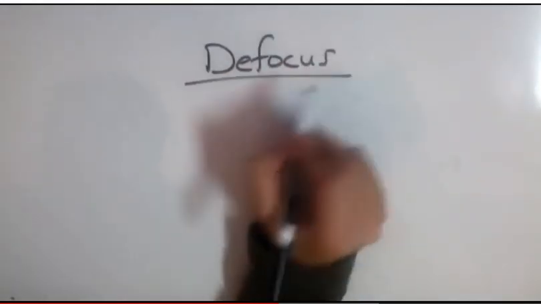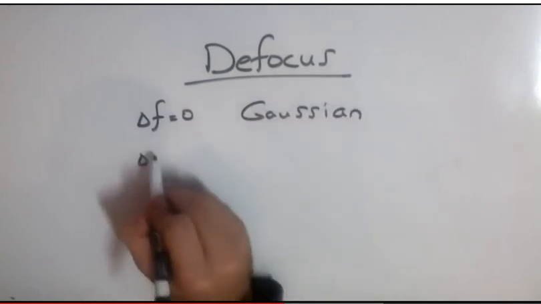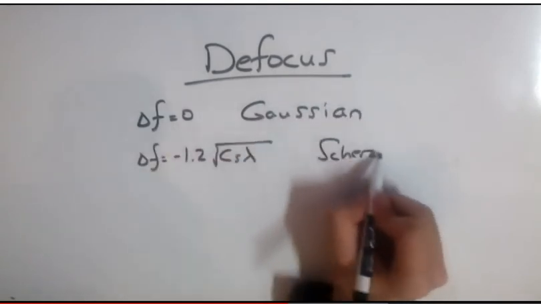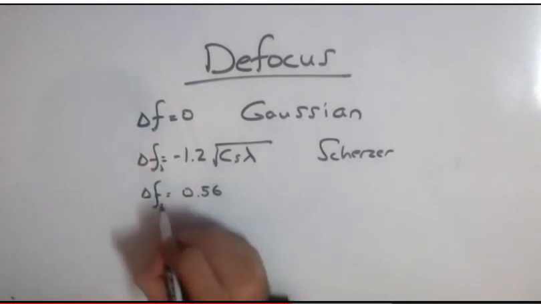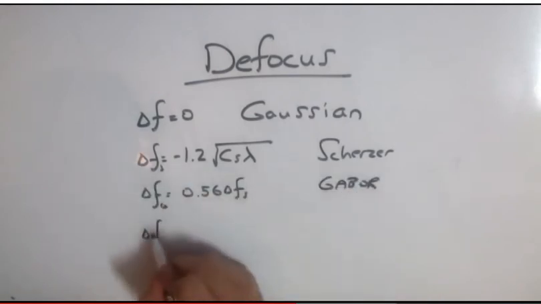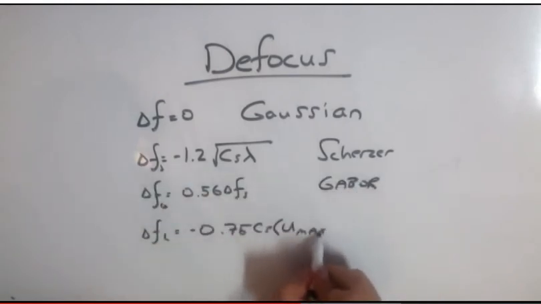In electron imaging, defocus is very important for achieving an optimum image. There are 4 types of defocus listed here: Gaussian, Scherzer, Gabor, and Licht.